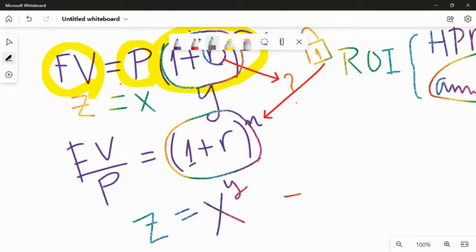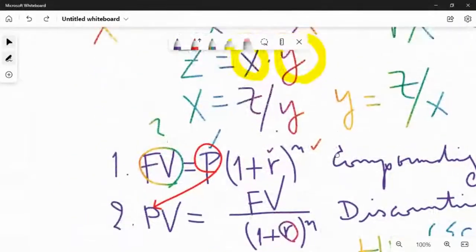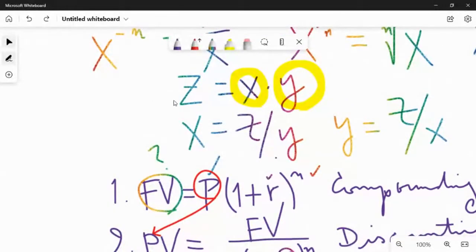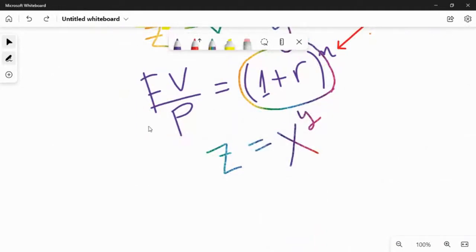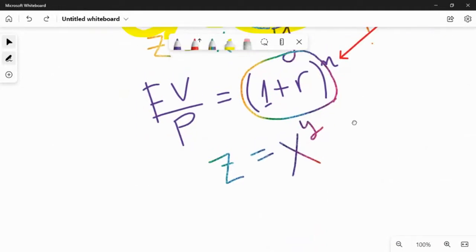And what did I tell you? The key to solving any equation is to identify the z equals x times y structure. What is z equals x times y structure? You can solve for x, or you can solve for y. Simply, z divided by y, or z divided by x. But then we brought it to this form, which is not z equals x times y structure, but rather z equals x raised to y structure, right?